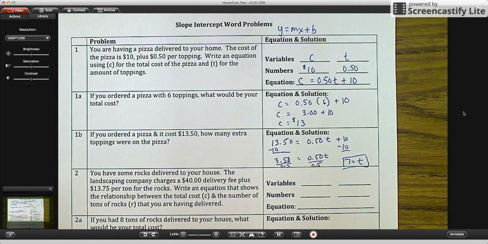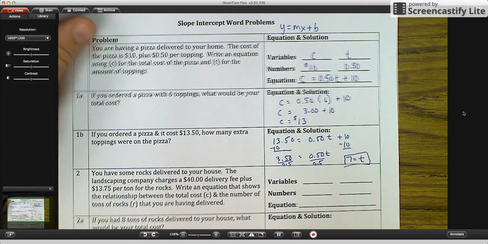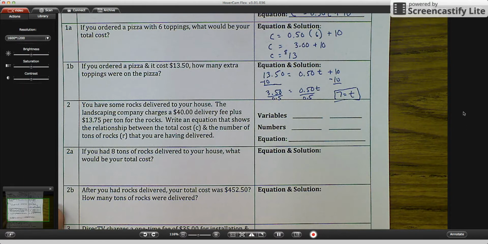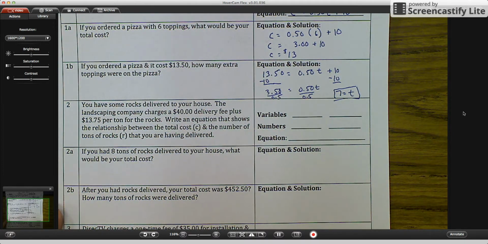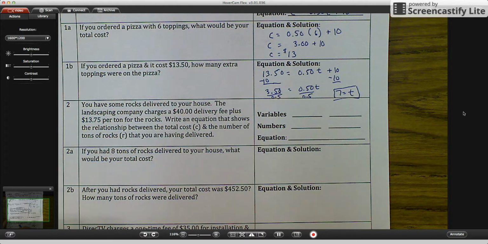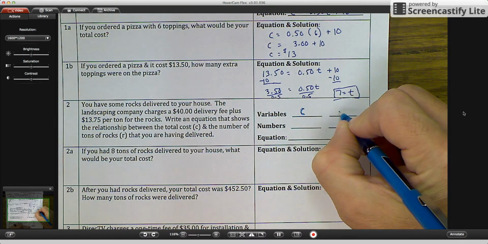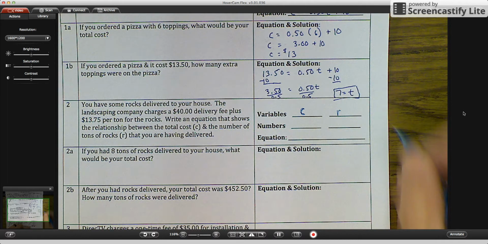In the second problem, let me slide it down. It sounds pretty similar, and they are going to be very similar. It says you have some rocks delivered to your house. The landscape company charges a $40 delivery fee plus $13.75 per ton of the rocks. Write an equation that shows a relationship between the total cost C and the number of tons of rocks R that are delivered. So again, my variables: C is my total cost. My R is the amount of rocks.